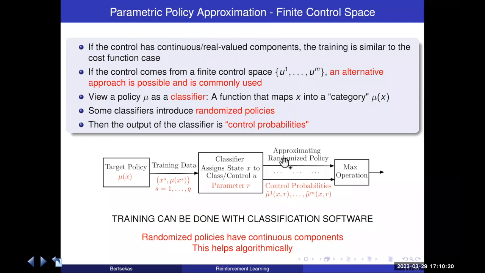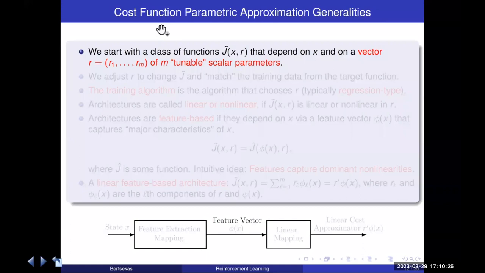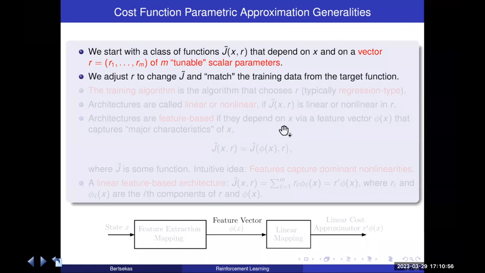Okay. So now we'll focus on cost function approximation and not so much on policy approximation. We start with a target function, and also we start with a parametric class of functions that depends on x and also on a vector of tunable parameters. This is a vector of m parameters. m can be very large or relatively small, but it's a vector. We aim to adjust this vector in order to change J tilde and match the training data from the target function. And the training algorithm is simply the optimization algorithm that chooses r.